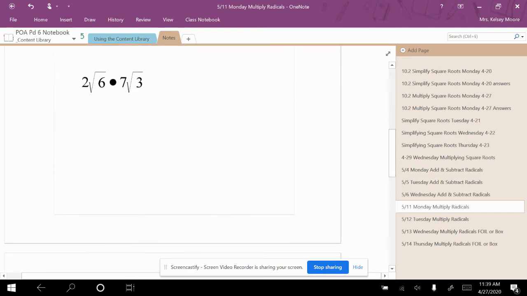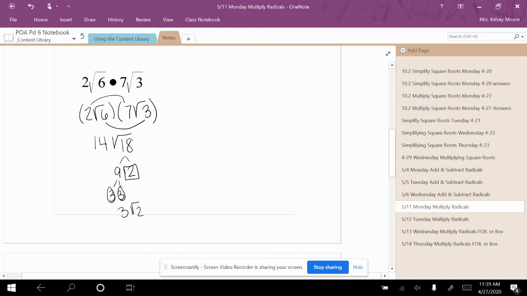Okay, for the next one, you can rewrite this as 2 square root of 6 times 7 square root of 3 with the parentheses. You're going to multiply the 2 and the 7 together and get 14, and then multiply the square root of 6 and the square root of 3 together and get square root of 18. The square root of 18 can be broken down into 9 and 2. The 9 can be broken down into 3 and 3.